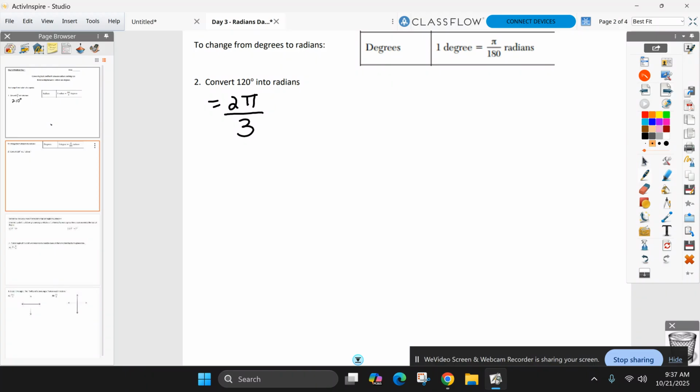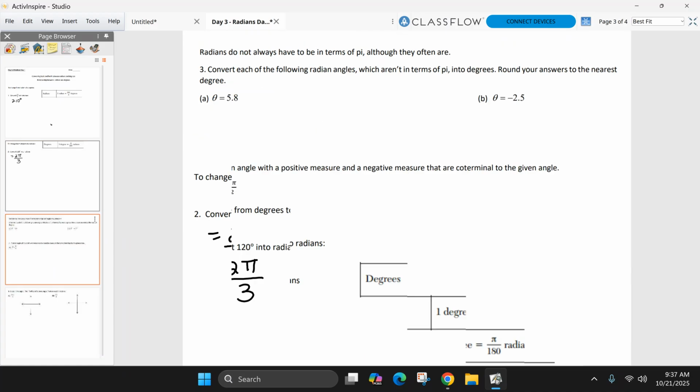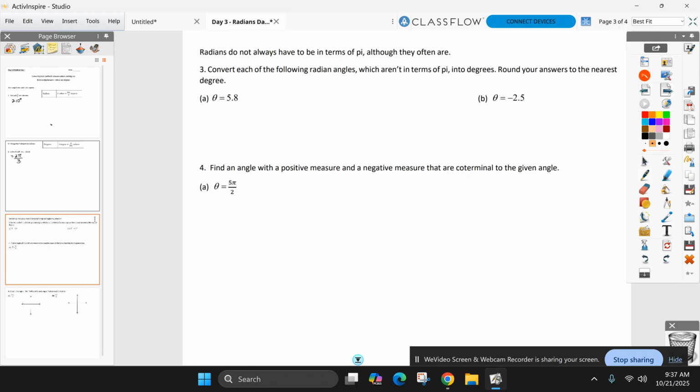Any questions yet? Calculator does all the work. Sometimes you won't have pi with it. That's fine. It'll still tell you it's in radians. So this is 5.8 radians. Convert it into degrees, but now we're going to have to round to the nearest degree. And now I'm going to start calling on you.